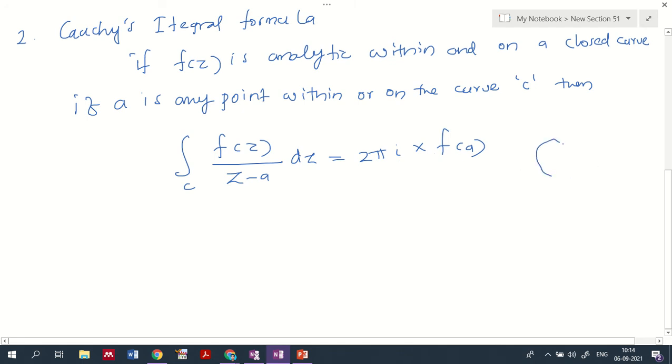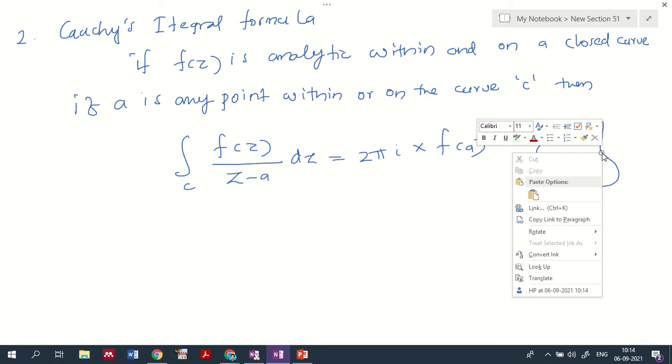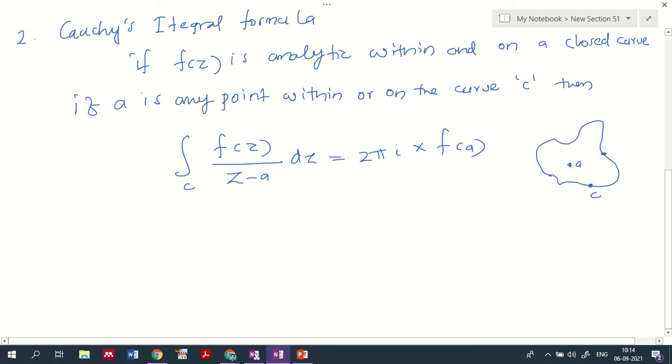So this will be valid when you consider any curve like this. So this is a curve C. If you consider any point A inside, or any point on the curve, in these two cases we can utilize the above integration method in order to evaluate the f of z analytical function. So this is Cauchy integral formula.